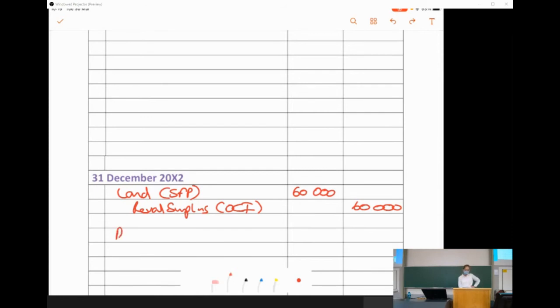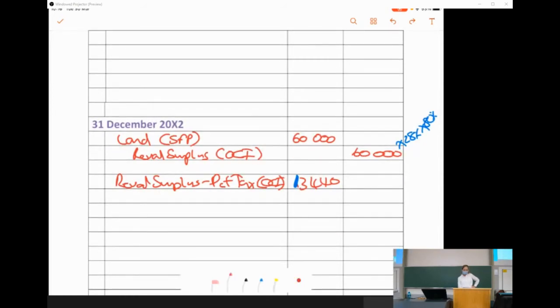So then we say, okay, debit the revaluation surplus deferred tax in OCI with 13,440. So that's the 60,000 times 28% times 80% gives us the 13,440. And we are going to credit our deferred tax SFP with 13,440.